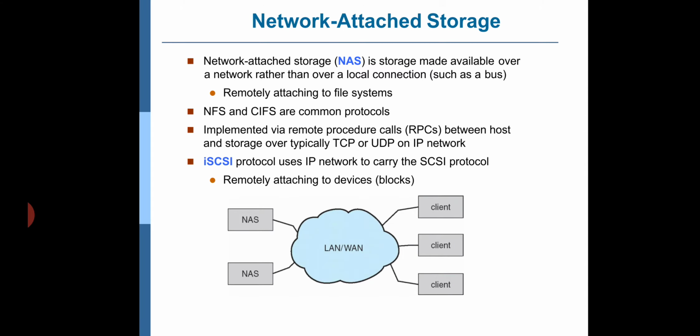Network attached storage is storing the media available over the network rather than through a local connection. Hosts remotely attach to the file system. NFS and CIFS are commonly implemented protocols using remote procedure calls, RPC, between the host and storage, typically over TCP (Transmission Control Protocol) and UDP (User Datagram Protocol) on IP networks. iSCSI is a protocol using IP networks to carry the SCSI protocol, remotely attached to the device blocks.